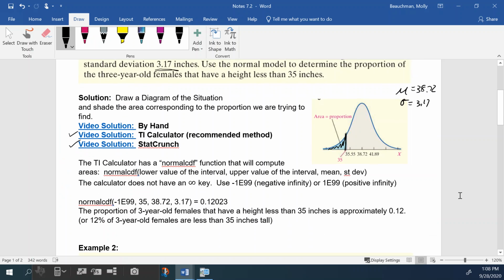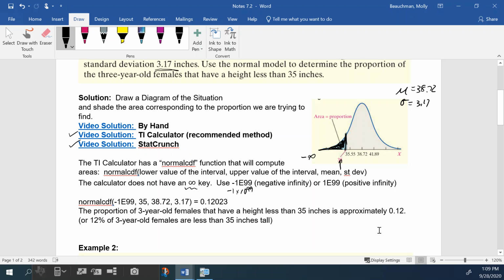So when you take a look at this particular graph, remember that it goes on forever and ever in this direction. So the interval that we're trying to find the area of is from negative infinity to 35. And we're given the mean is 38.72 and standard deviation of 3.17. So the calculator, if you have an older model, doesn't have an infinity key. Use negative 1 E99. This means negative 1 times 10 to the 99th. And that's about as close to negative infinity as you could get. And then if positive infinity, use 1 E99.